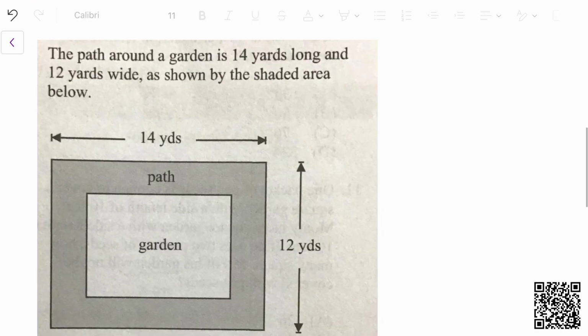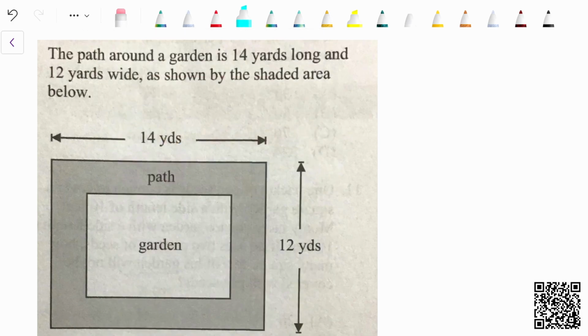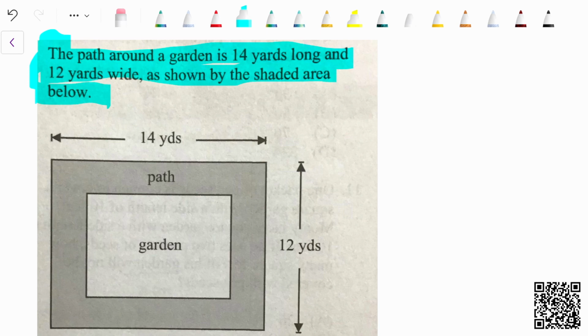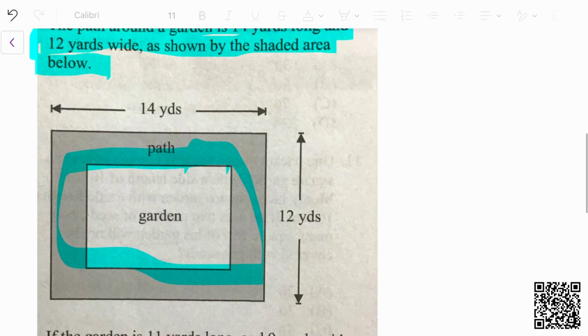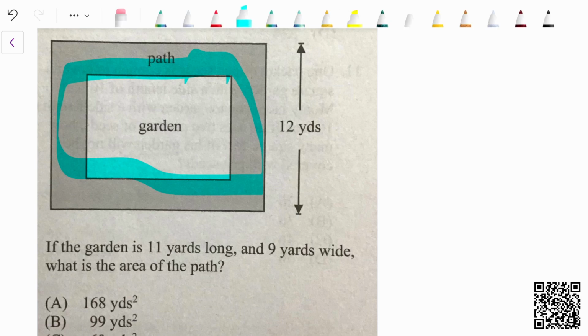Our next question. And I need to get my highlighter out. I just selected the wrong thing. Okay, the path around the garden is 14 yards long and 12 yards wide, as shown by the shaded area below. So this is our shaded area this time. And it's already telling us what the lengths are, so we don't need to go through all that again. If the garden is 11 yards long and 9 yards wide, what is the area of the path?